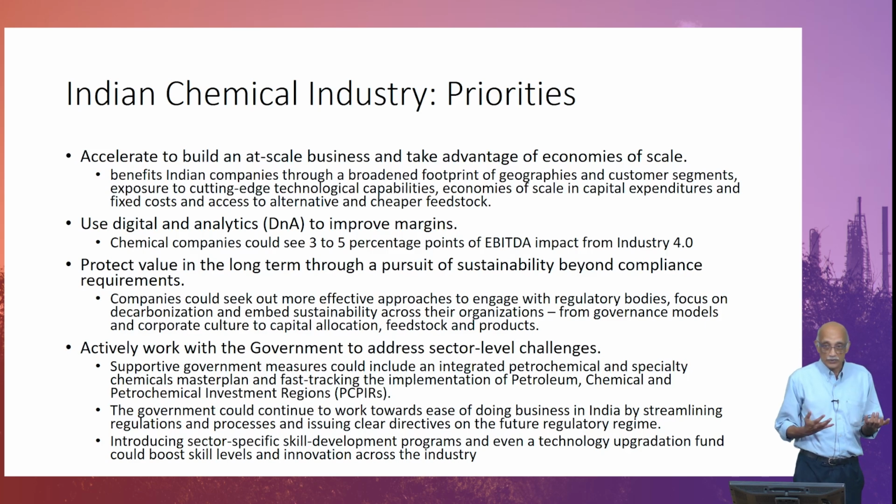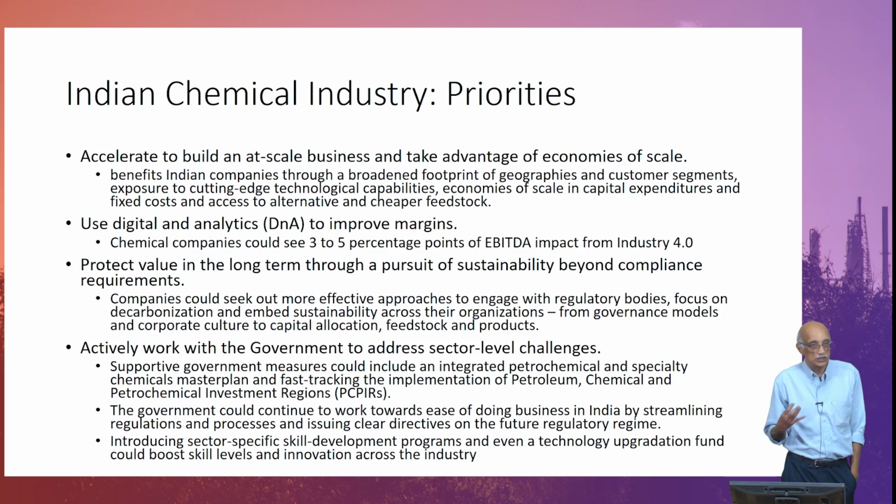So what are the priorities for the Indian chemical industry? Accelerate to build an at-scale business and take advantage of economies of scale. We can manufacture in very large quantities, and so that gives us an advantage that many of the smaller countries may not have. Digital and analytics, one of our core strengths, and can we do, for example, precision agriculture or data-driven manufacturing, and really leverage the strength that we have in this whole area of data science, AI, IoT, and so on. Pursuit of sustainability beyond compliance requirements, that's very important.